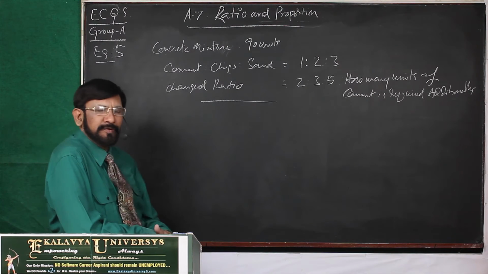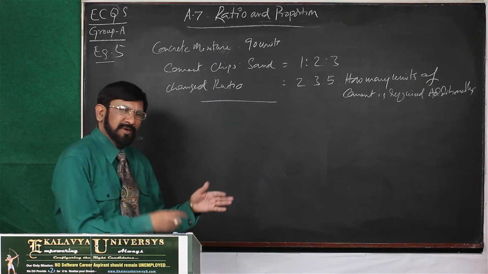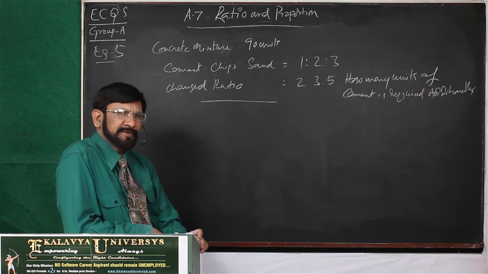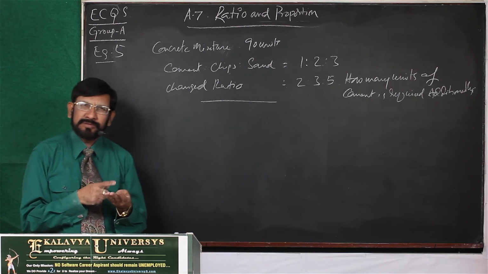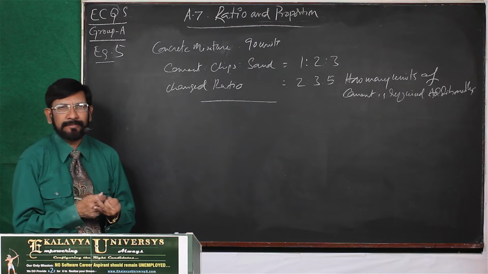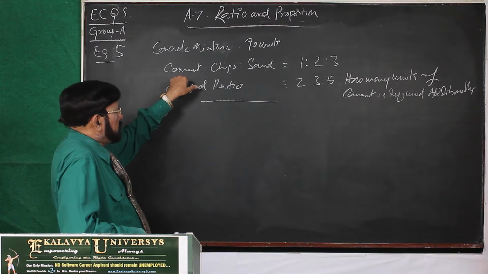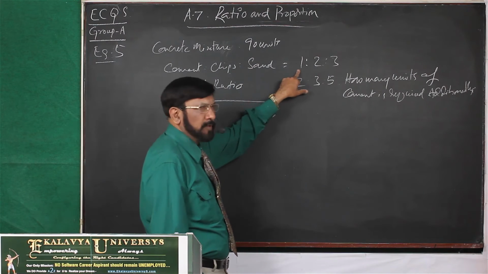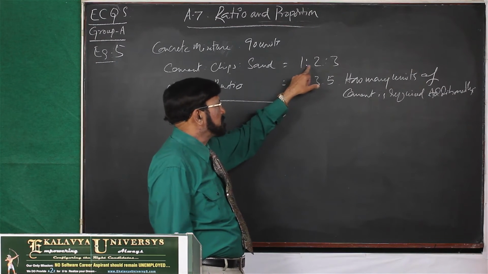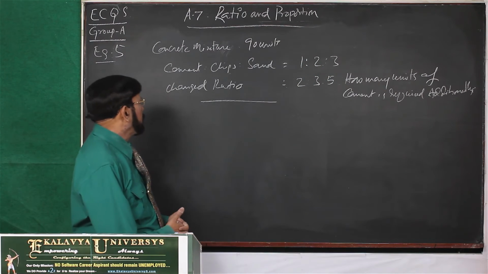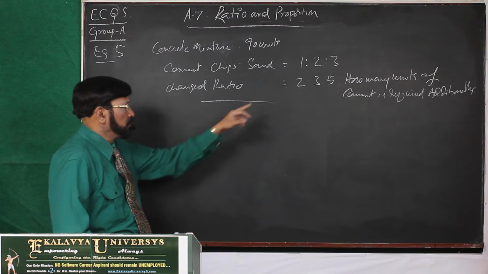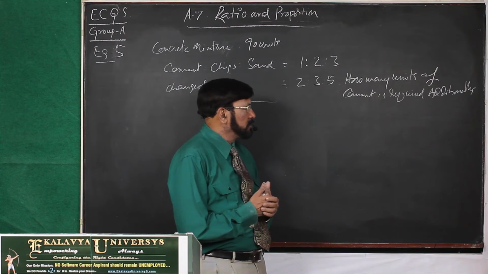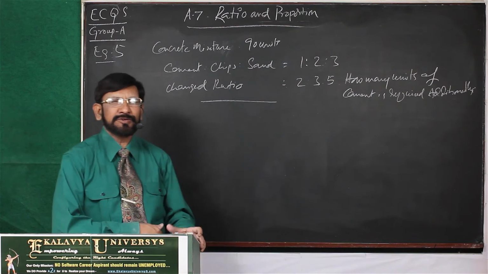Now the example number 5. Concrete mixer of 90 units. Actually, you must know the practical domains also. A concrete mixer is used in construction. It is the mixture of cement, chips and sand. The cement, chips and sand are mixed in the concrete mixer in the ratio 1:2:3. Now the ratio is changed to 2:3:5. Then how many units of cement are required additionally?